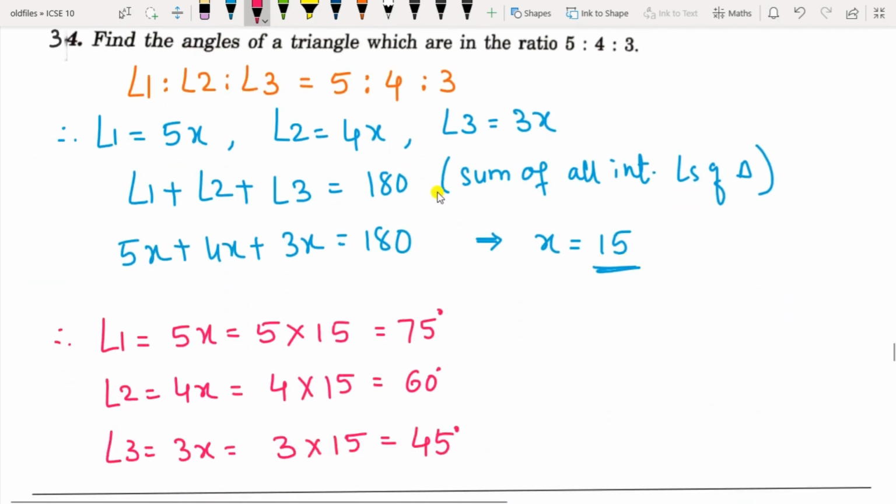Question 34. Find the angles of the triangle given in the ratio as this. We know the sum of the angles is 180. Okay. So first angle be 5x, second will be 4x and third will be 3x here. So substitute the values, add it, find the value of x and substitute in the given numbers 5x, 4x and 3x. The value of x, you get the degrees of angle 1, angle 2 and angle 3 as 75, 60 and 45 respectively.